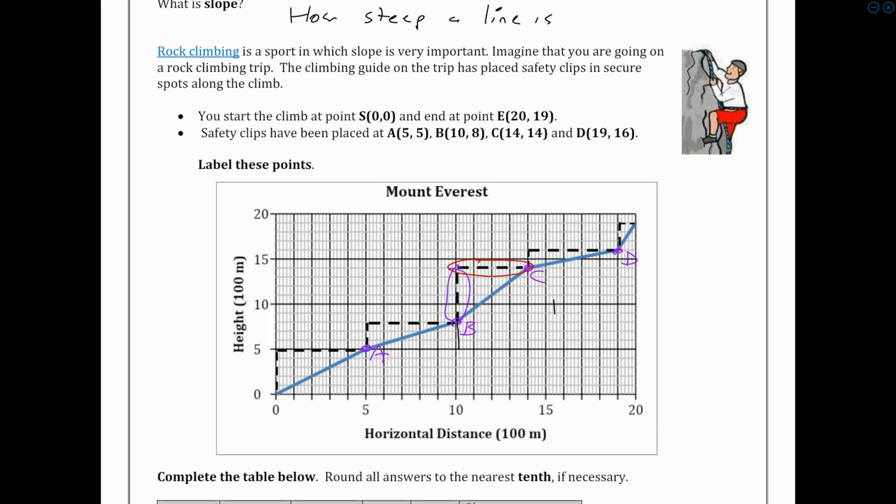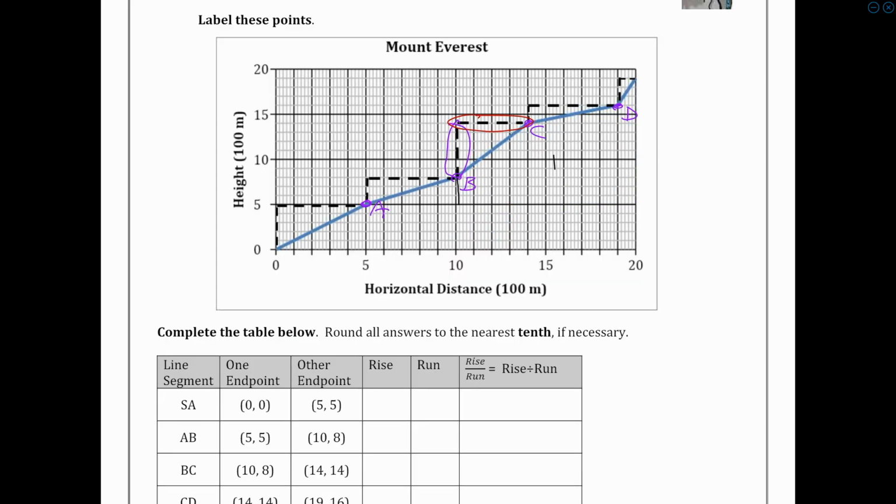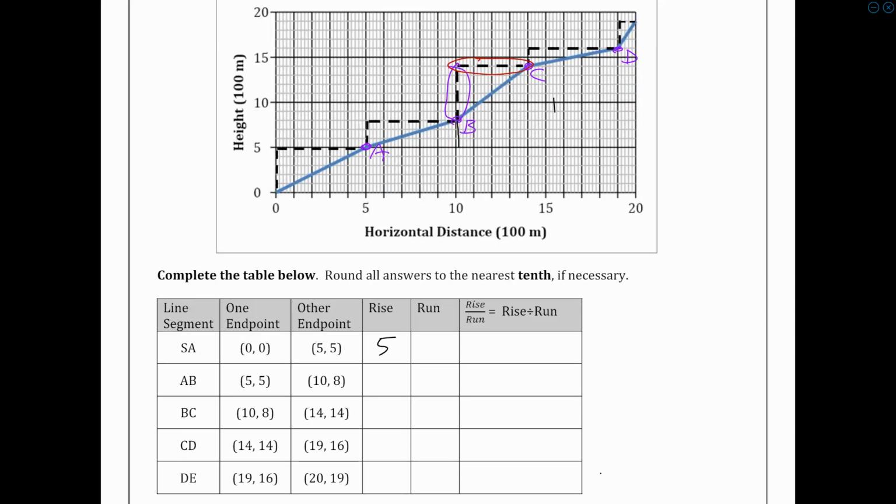So, taking a look at this Mount Everest ascent, okay, maybe Mount Everest is a little bit of a stretch. I suspect that Mount Everest is slightly steeper than this, but whatever. Let's start with this segment going from the start to point A. The first endpoint is (0, 0). The other endpoint is (5, 5). So the rise in this distance is 5, 5 minus 0. The run, the distance sideways, is also 5, 0 to 5.